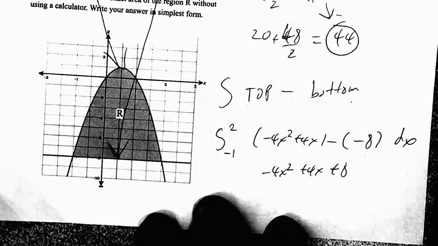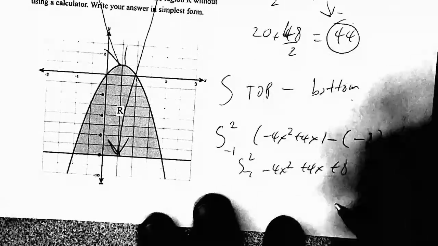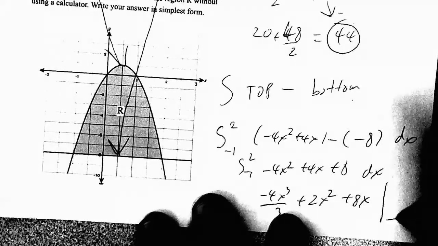Okay, now we're going to simplify this a little bit. We're going to get negative 4x squared plus 4x plus 8, because minus the negative is plus, dx, integral from negative 1 to 2. Now we take the antiderivative. We're going to get negative 4x to the third over 3 plus 4x squared over 2, which is just 2x squared plus 8x from negative 1 to 2.